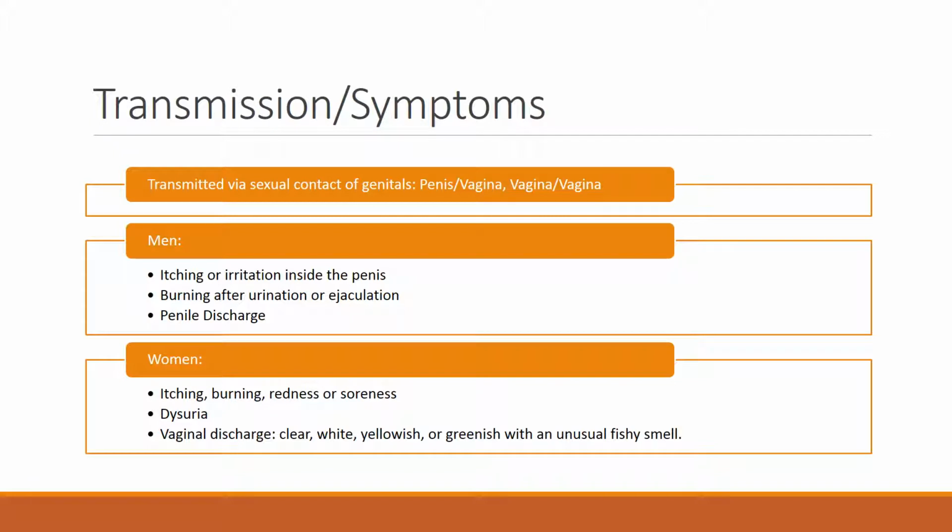So as I mentioned, it can be any kind of sexual contact with the genitals, not always just insertive sex. When men have symptoms, if any symptoms at all, it's going to be just an itching or irritation, burning, maybe some discomfort with ejaculation, and maybe some discharge. For women, the symptoms really vary. I would say for the most part the discharge is more copious, I see more of that yellow-greenish, but it can be clear or white, and it usually has a pretty fishy smell. Can easily be mistaken for a bacterial vaginosis.